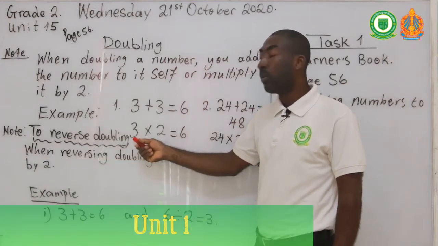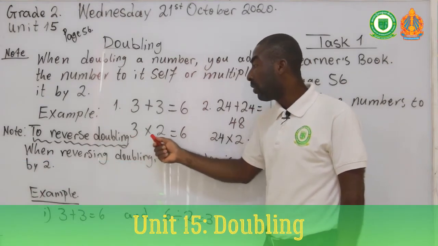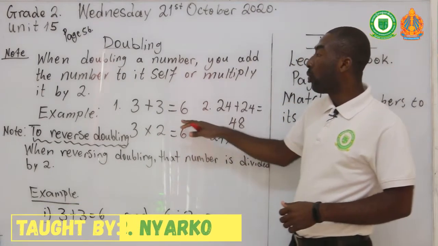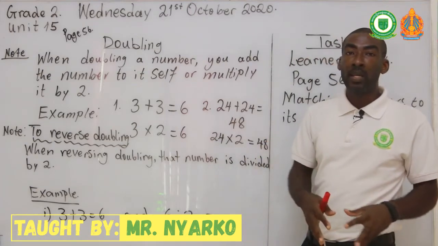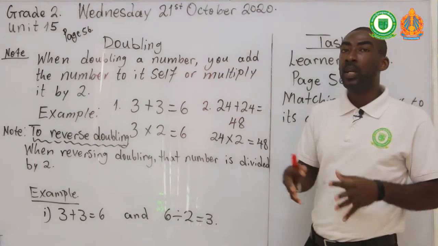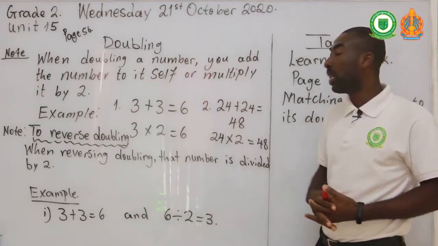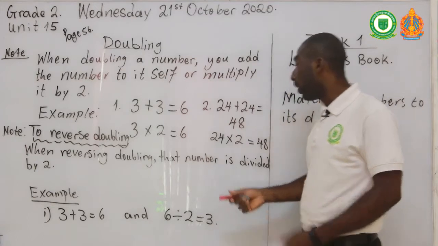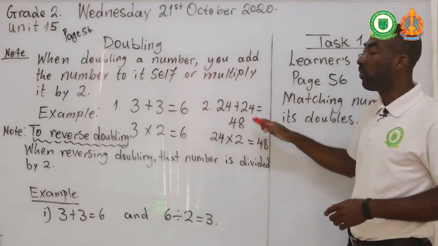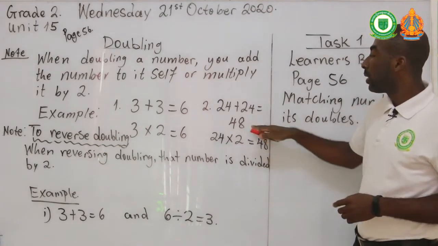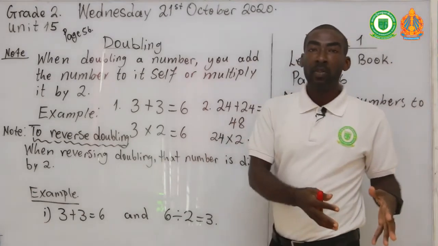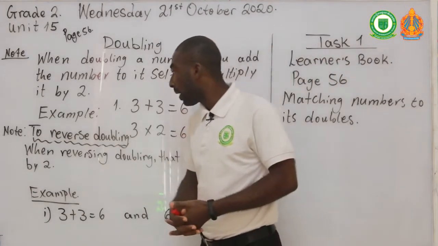So we want to double 3. So we multiply 2 by 3 and that will give us 6. So either way, either you add the number to itself or you multiply by 2, it is going to give you the same answer, which is a double of that particular number that you are working on. So 24 times 2 will give you 48, the same as 24 plus 24 is giving you 48. So doubling means you are making the same kind of that number and another one added together.